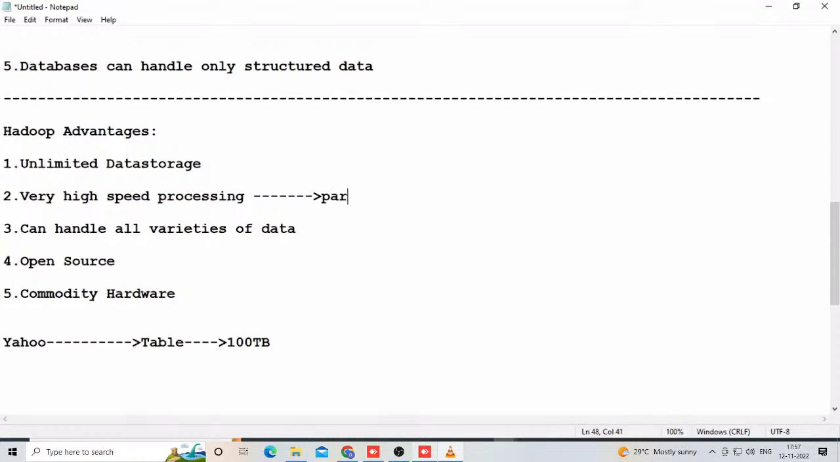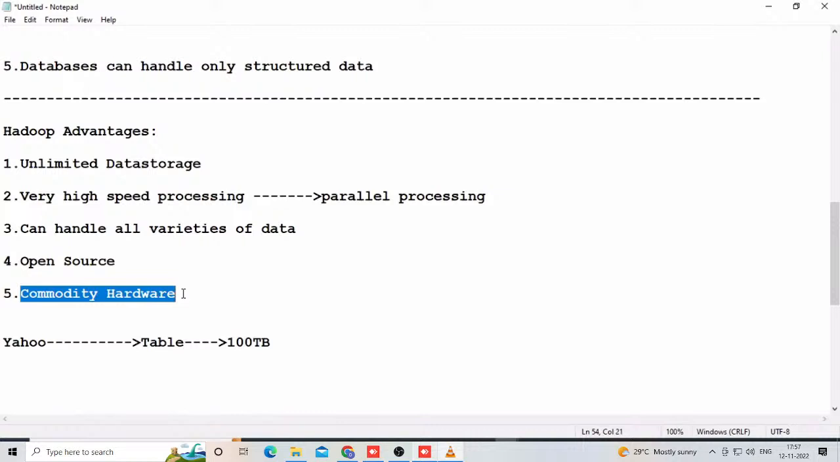What is the meaning of commodity hardware? Commodity hardware means Hadoop can run on any hardware configuration. It doesn't mean that a very high configuration is required, and it doesn't mean that all the systems need to have the same configuration. It can run on any system, any configuration.